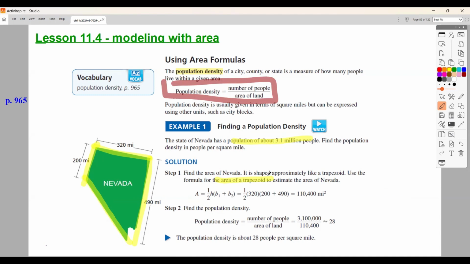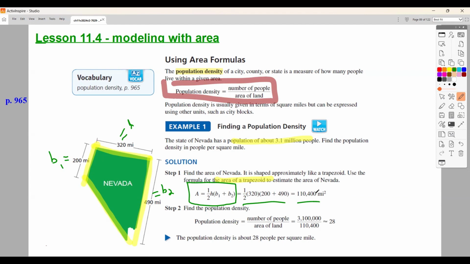So again, using the formula for the area of a trapezoid, which of course we all remember, and it's on our EOC reference sheet as well, half times height times base 1 plus base 2. So this is the height. And then of course the bases are the parallel sides. So we're going to refer to this one as base 1, and we're going to refer to the other one as base 2.